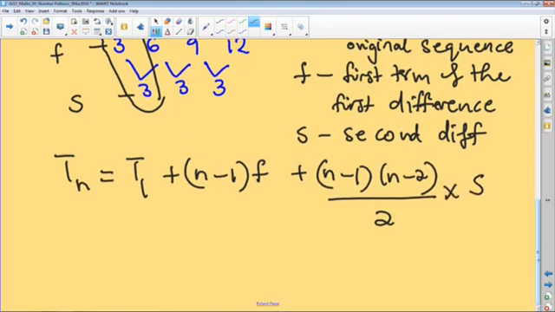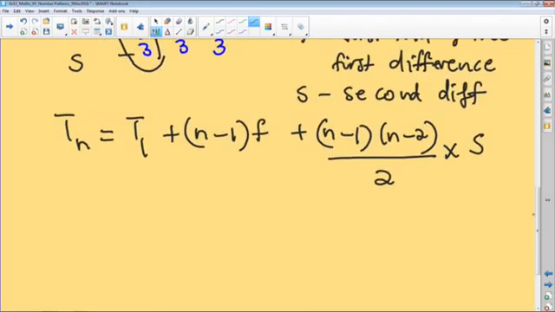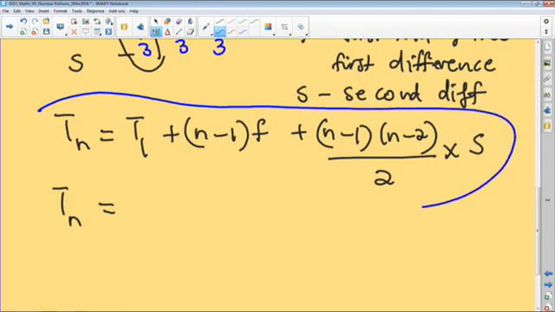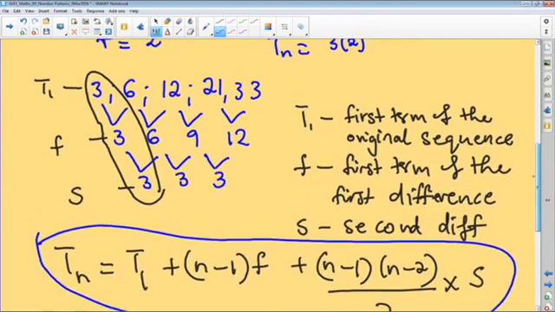Now, if you can remember this, it's just straightforward, you'll be plugging in your values. Your T1 is the first term of the original sequence, F is the first term of the first difference, and S is the second difference, and you substitute into this formula. So what's our T1? That's a 3.